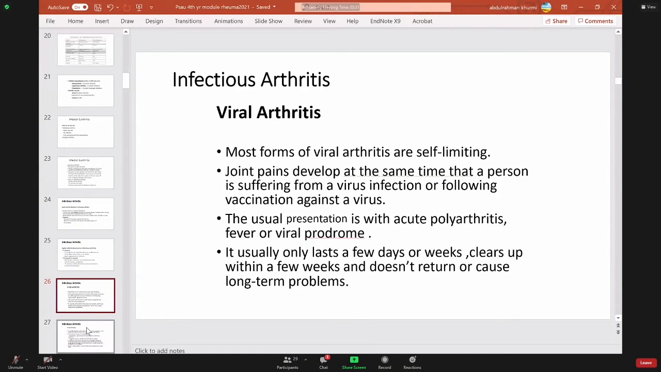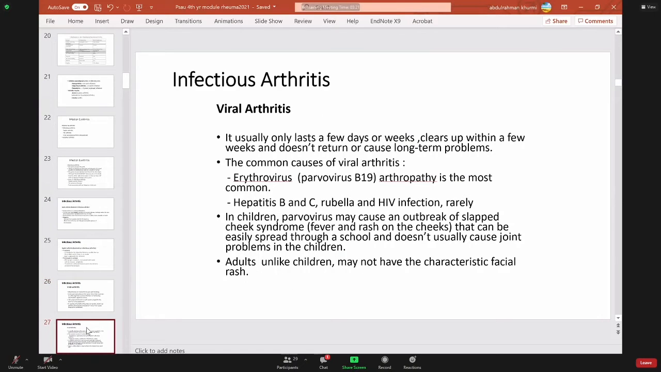Viral arthritis, most of them are self-limiting. You need to treat the underlying illness if there is, like, hepatitis. One of them is parvovirus infection, which is the presentation in EBV and parvovirus infection. It looks like rheumatoid arthritis, but it is short term only.